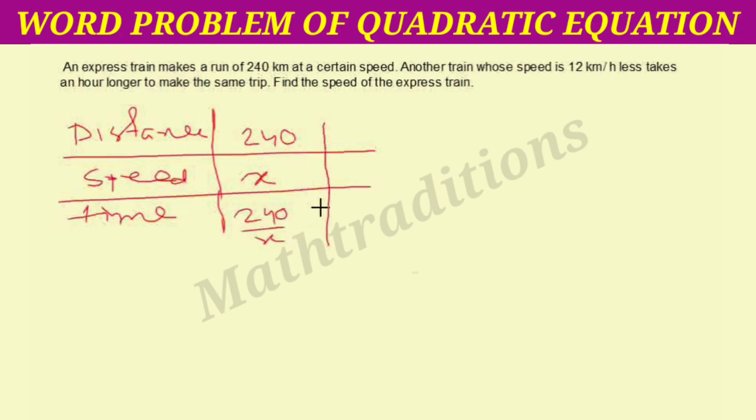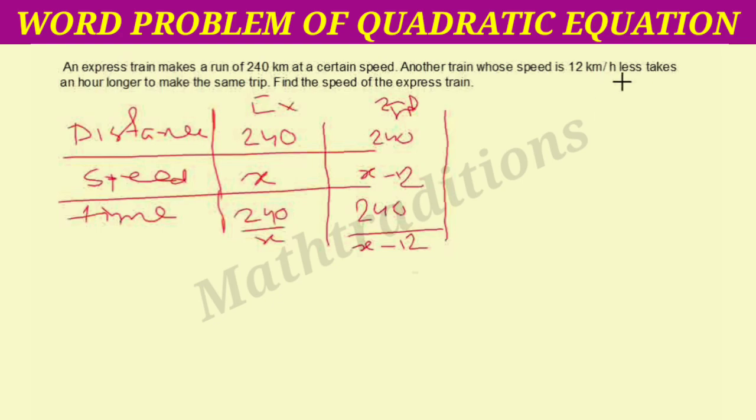On the next line it is given that another train, that is the second train, whose speed is 12 km less, that means the speed will be x minus 12, and the second train also covers the same distance, that's 240. So the time taken by the second train will be 240 by x minus 12. Now move to the next sentence.